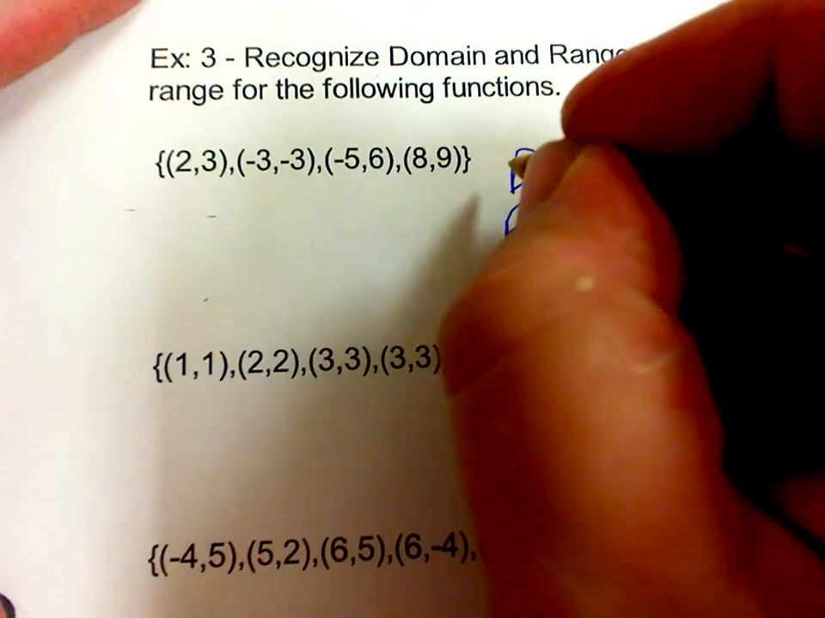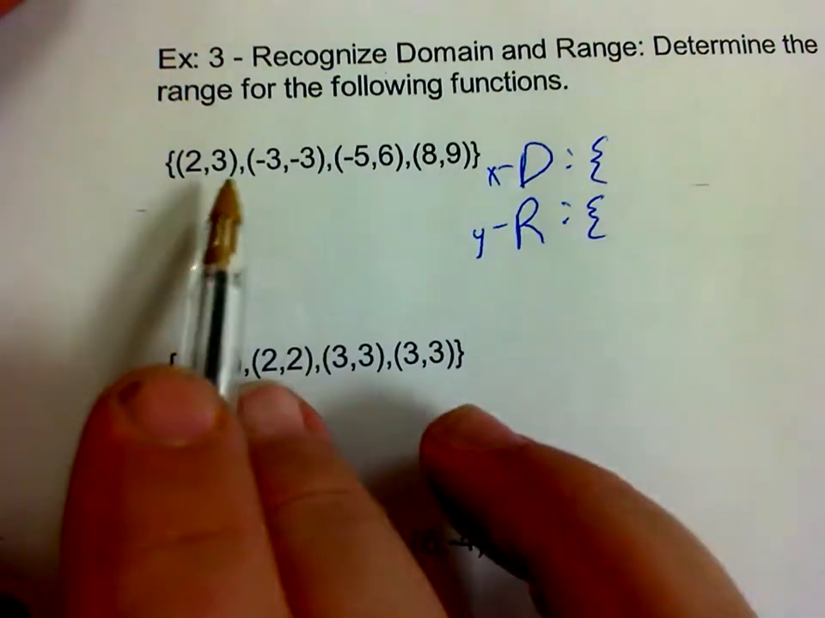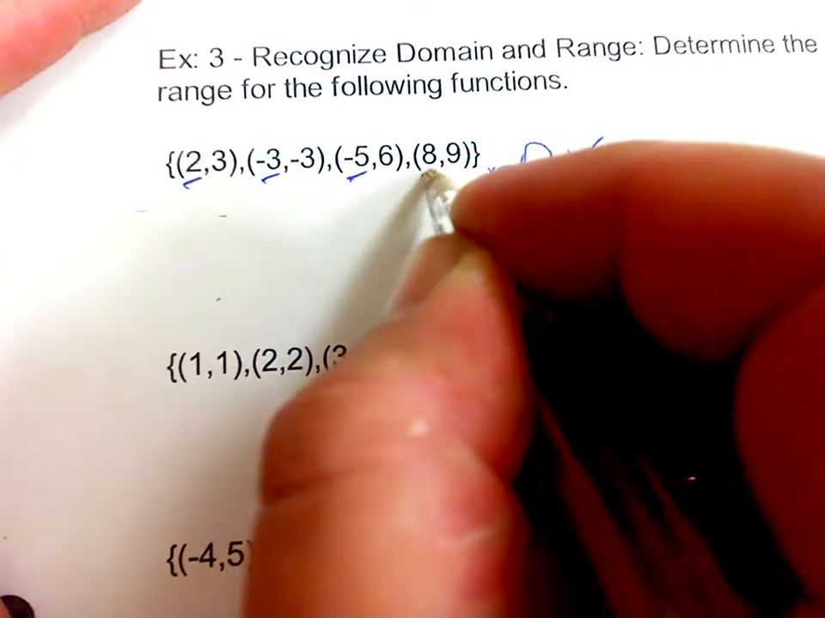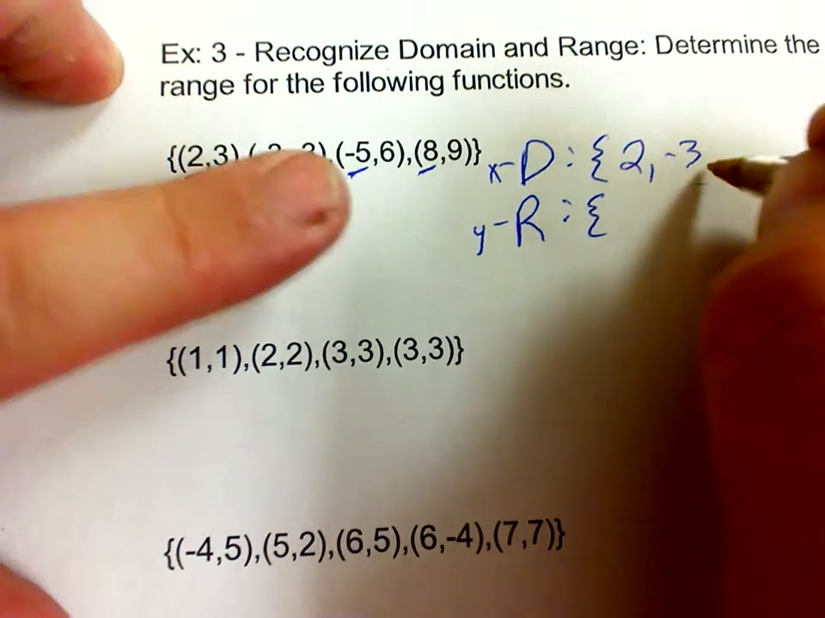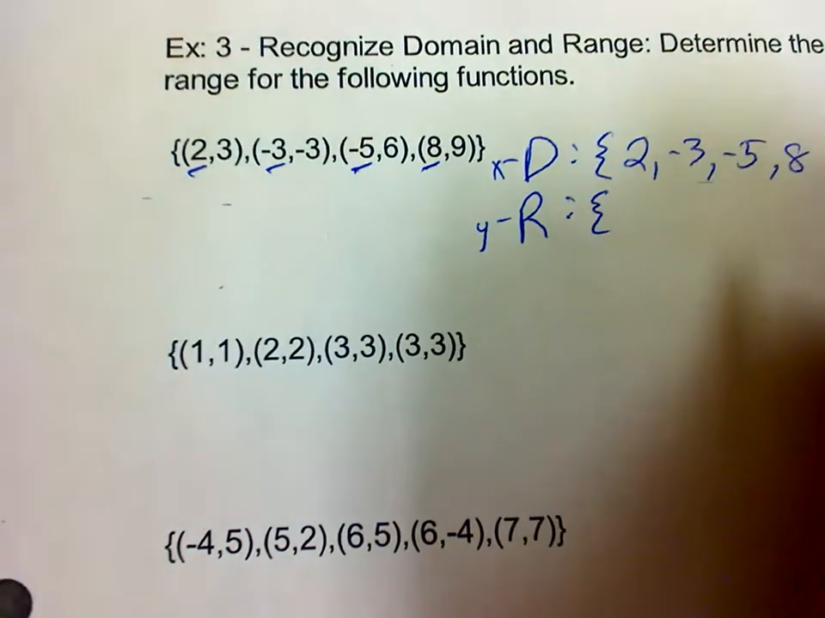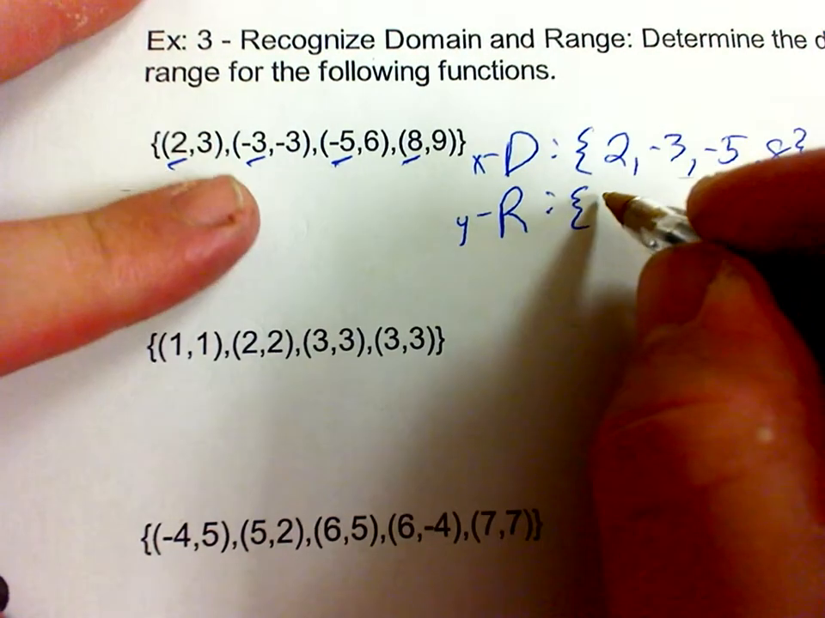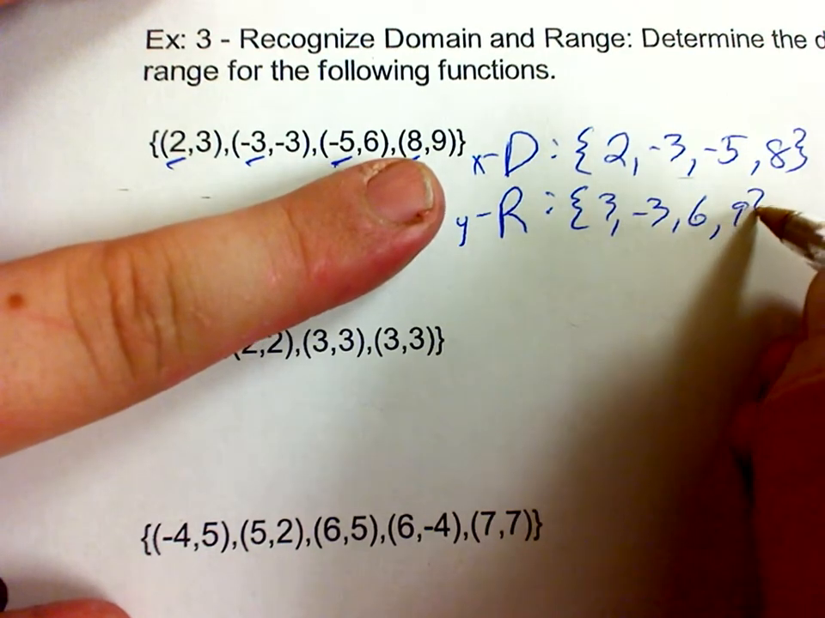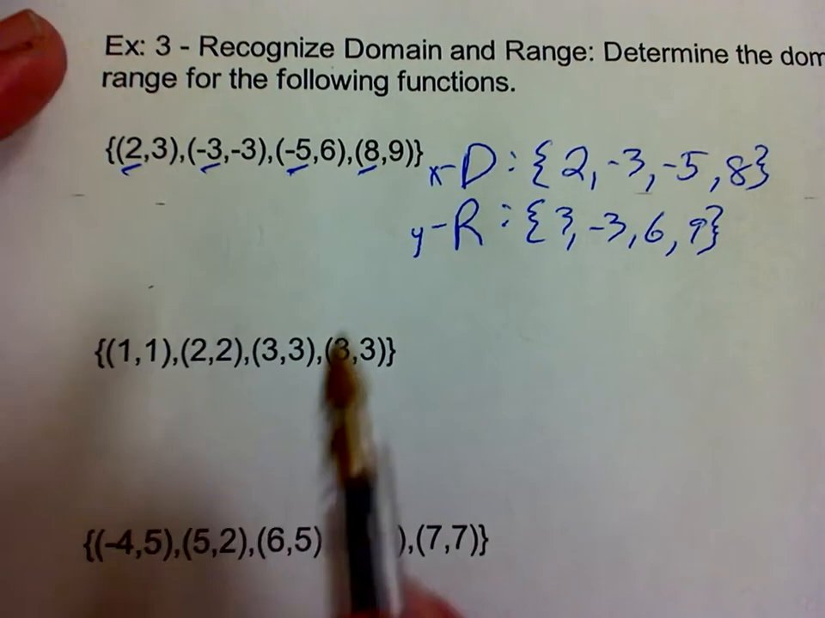Once again, the domain is the X's, the range is the Y's. If I just go through all these and underline the first number in each set of parentheses, those are my X values. So my domain is going to be 2, -3, -5, and 8. And the range, my Y's, are the numbers that aren't underlined: 3, -3, 6, and 9. However you need to do it. I think a lot of students today found this method to be pretty easy to understand.